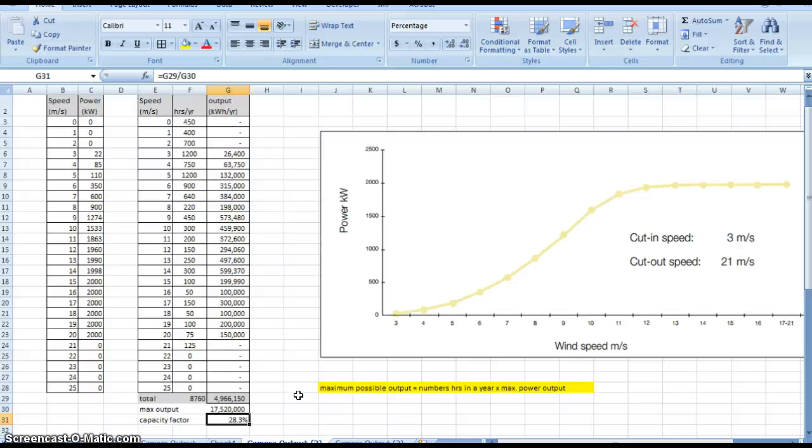Most wind turbines, I mean, if you get a 40% capacity factor, you're doing really well for the utility scale. Residential scale is much lower. So that concludes the demonstration on how to calculate output and capacity factor of a wind turbine.